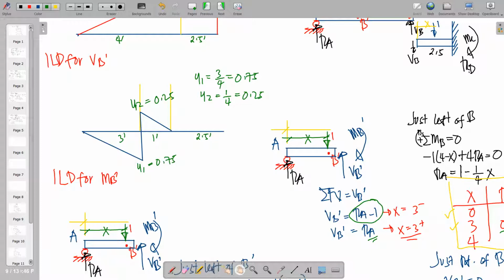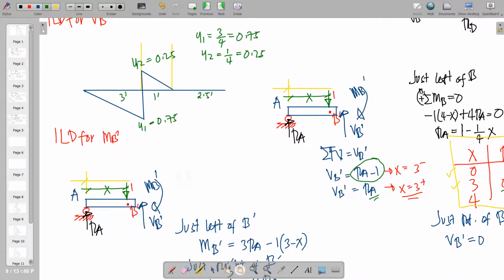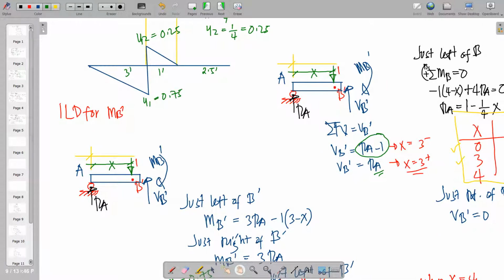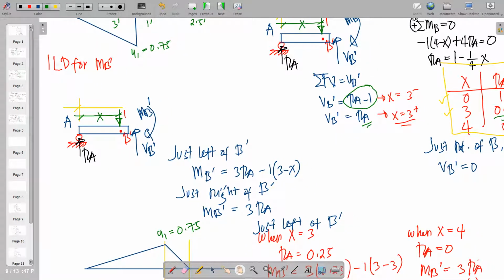Okay, next, for moment at B prime, again we will cut the portion 3 meters from A, and then begin to write the equation. So remember that the moment equation is just that one, summation moments. Just stick to this rule: this is positive and negative.